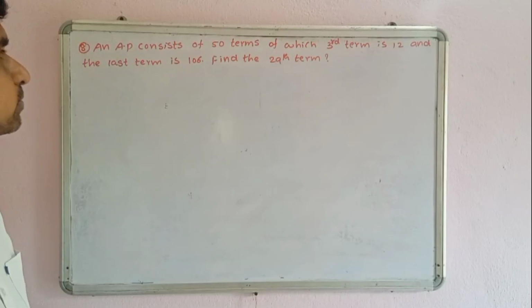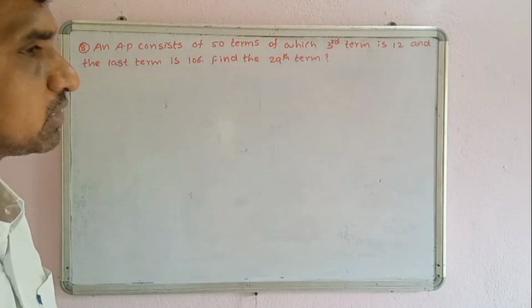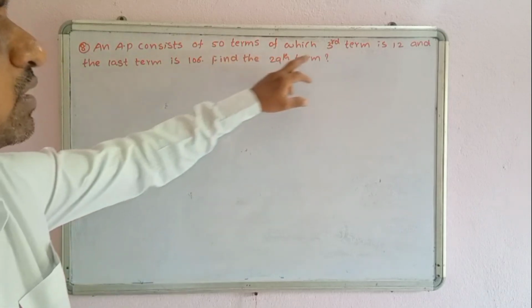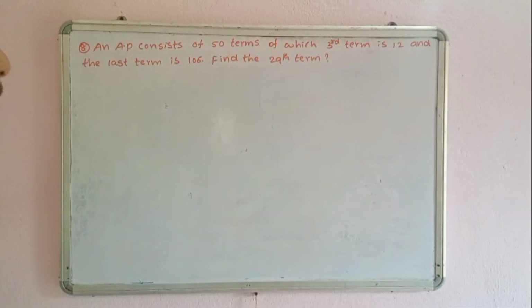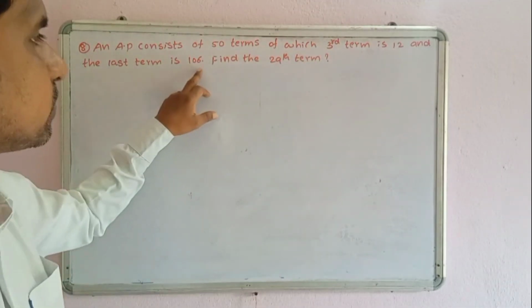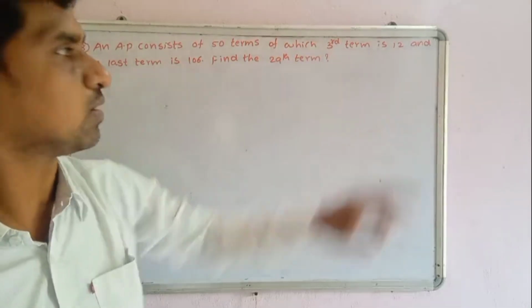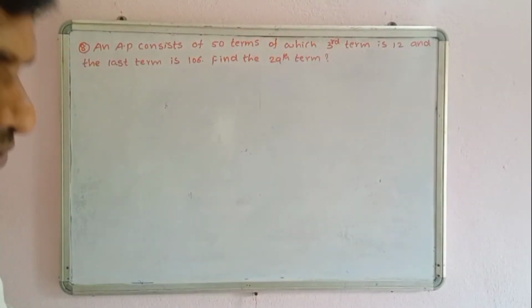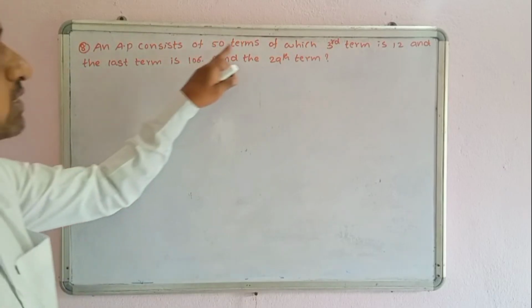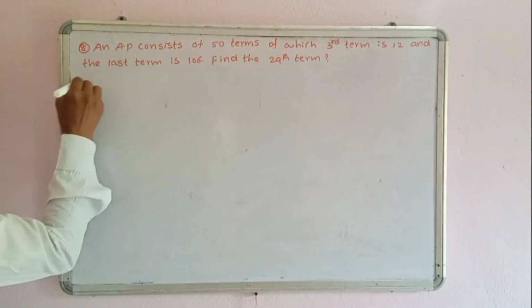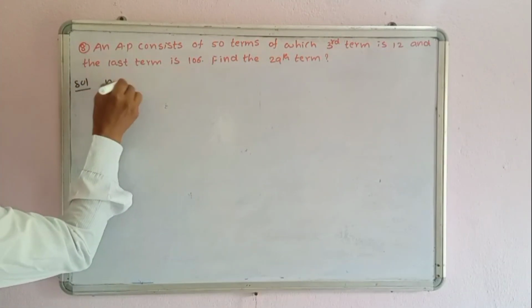Arithmetic progression. Exercise 5.2, Problem 8. An AP consists of 50 terms, of which the third term is 12 and the last term is A50 equals 106. A3 equals 12. Find the 29th term, A29. Now we will find the value of A29. The AP consists of 50 terms, so the number of terms n equals 50.